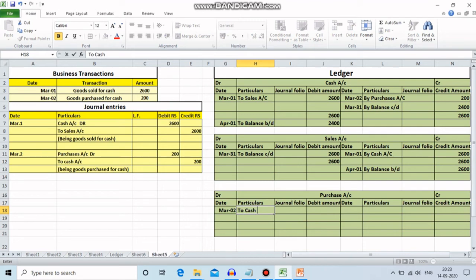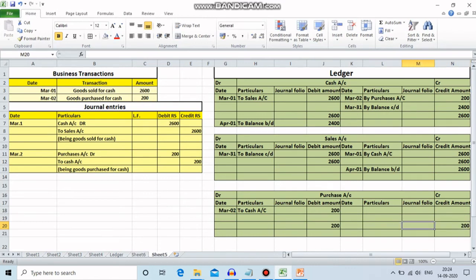In the particulars column, we mention to cash account and the debit amount is 200. As per the balancing rule, the highest amount is considered to balance on both the sides. Here we have only one account with amount 200, so we mention 200 on both the sides.